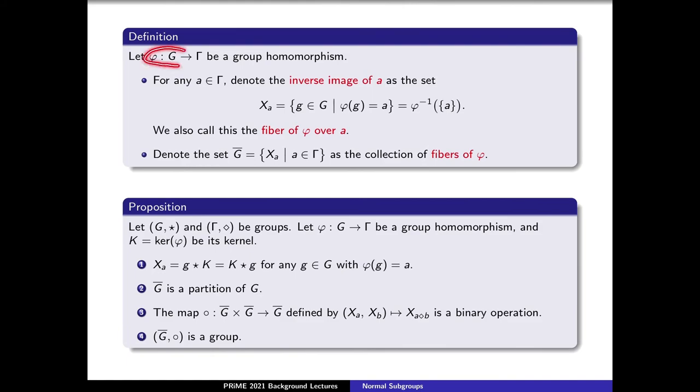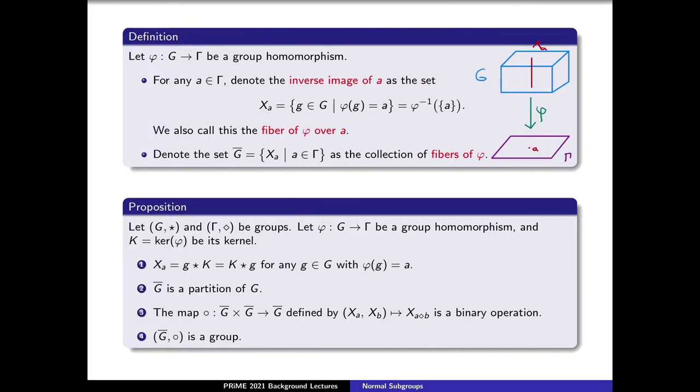So let us suppose that phi is a group homomorphism going from G to gamma. For any a in gamma, we're going to denote the inverse image of a to be the set X of a, which is equal to the set of g's in G such that phi of g is equal to a. And that, of course, is phi inverse of the set containing a. This is also called the fiber of phi over a. And to visualize this, the following picture helps.